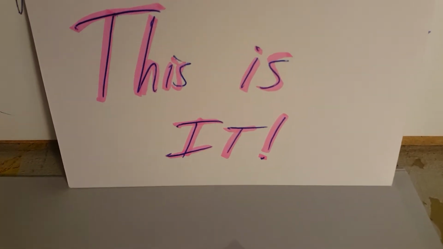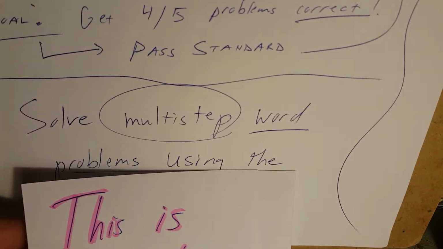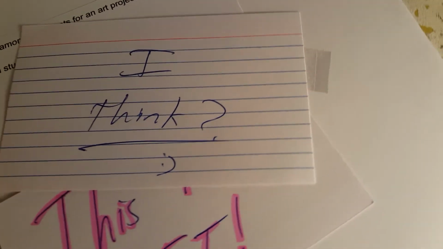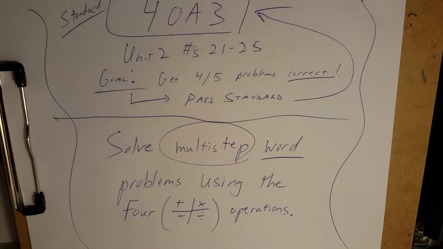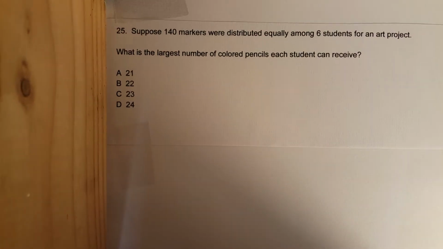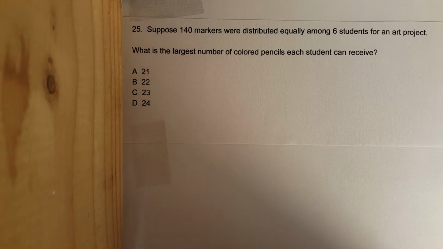This is it. What do I mean by that? You know what? You made it, or at least I think you might have made it. This is number 25, the Standard Multi-Step Word Problems. There are 25 questions on the Unit 2 Math Assessment, and this is number 25.